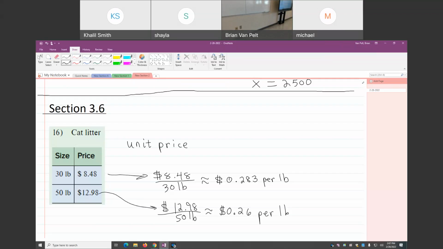You're paying about 26 cents per pound for the heavier one. That's usually the case. When you buy something at a store, if you buy the larger quantity, it's usually cheaper to do it. So with cat litter, this here is the better deal. You get the idea. This is the unit price. Similar to what we were doing before, except now I'm creating a rate. This is a rate because it is something per pound, to play the role of an R in future problems.